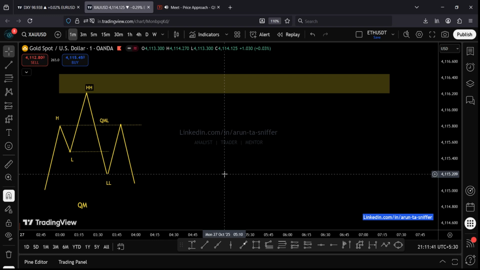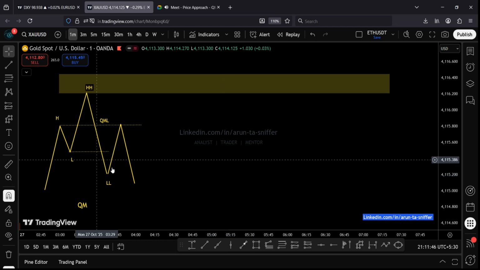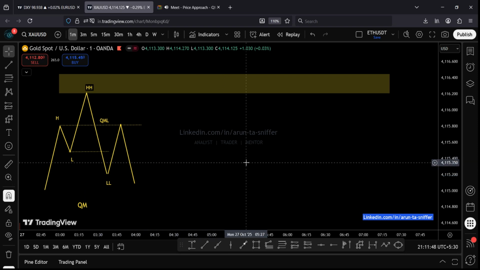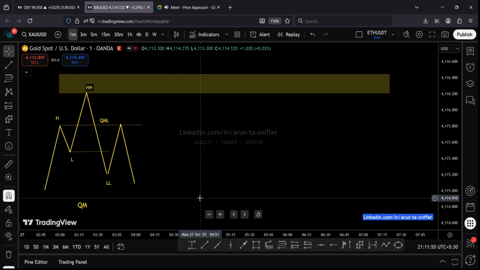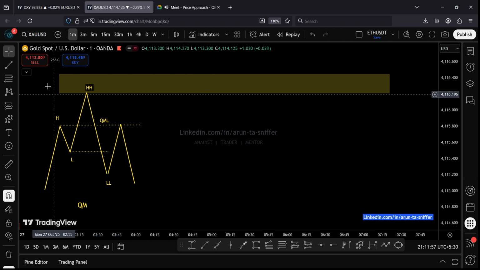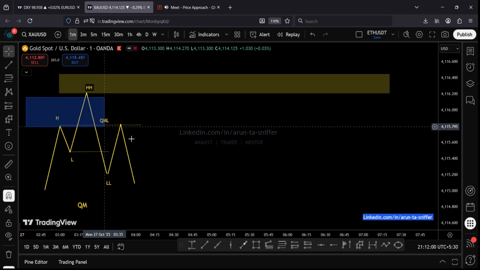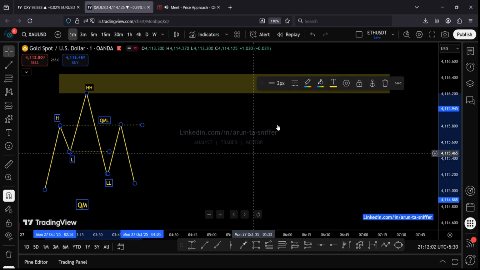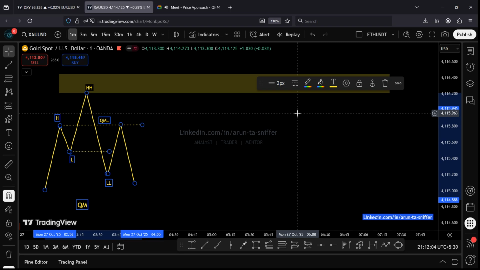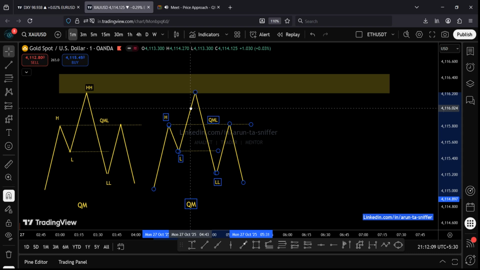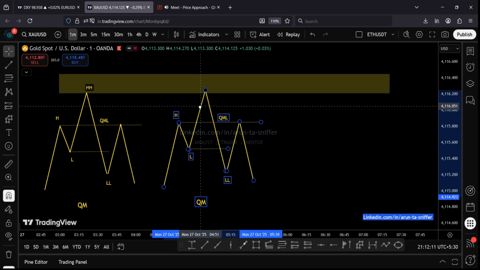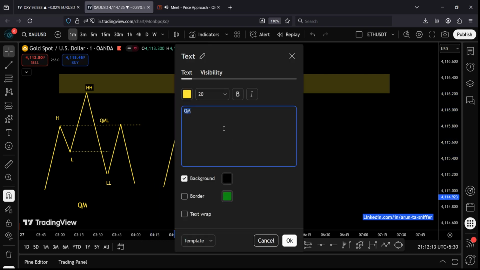Next, our price approach is DM. We call it diamond. What happens in diamond? Diamond is some form of failed QM. So think like this. This is the QM. Okay, let's shift it here. Okay, fine. DM.